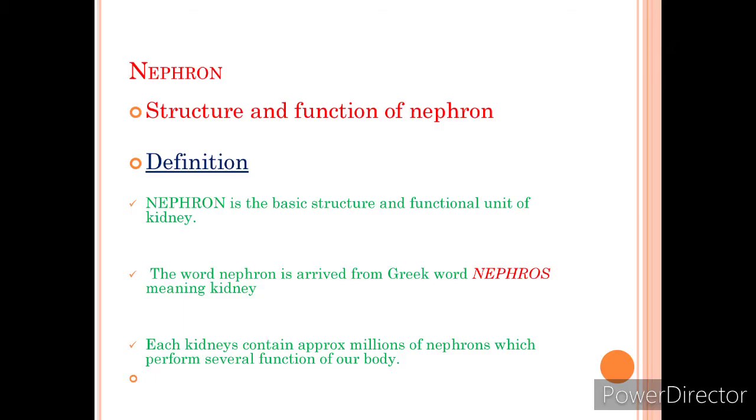So what is nephron? Nephron is the basic structural and functional unit of kidney, and the kidney contains about 1 to 2 million nephrons. The word nephron is derived from the Greek word nephros, meaning kidney. So how does nephron look like?